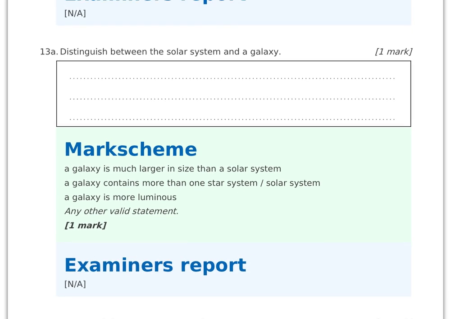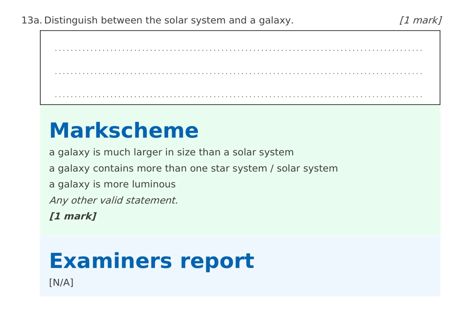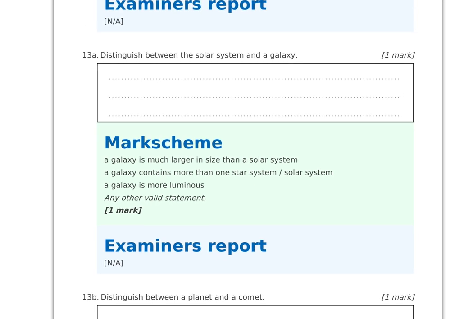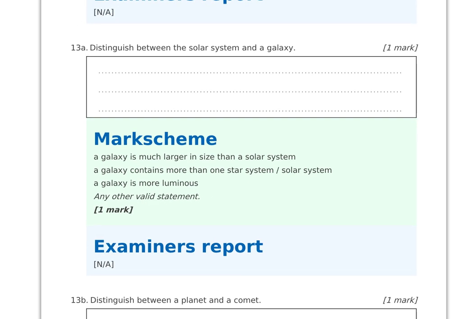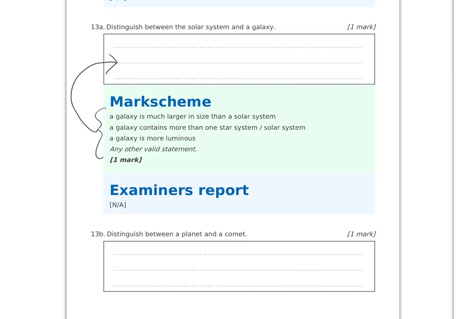Distinguish between a solar system and a galaxy. I think we already saw that question too. The mark scheme describes galaxies as larger than a solar system. Duh. A galaxy has more than one solar system. Every star has a solar system. And a galaxy is more luminous. Yes, certainly. There's only one star in a stellar system. Galaxies have many stars. So, like I said, any other valid statement, I think that's pretty good. So there you have it. It's only 1 mark anyway.